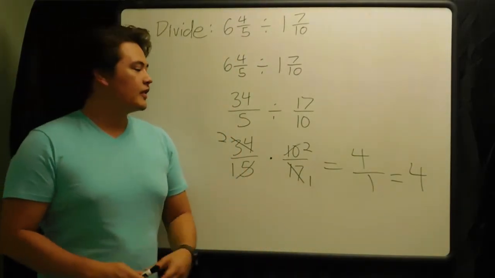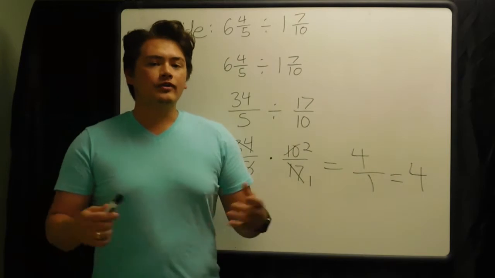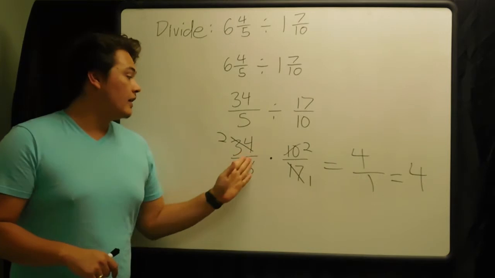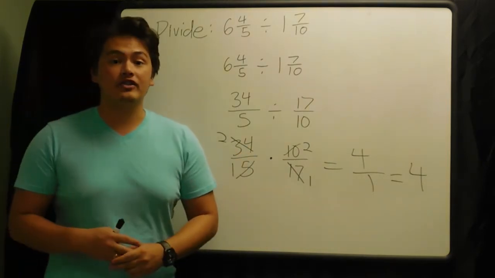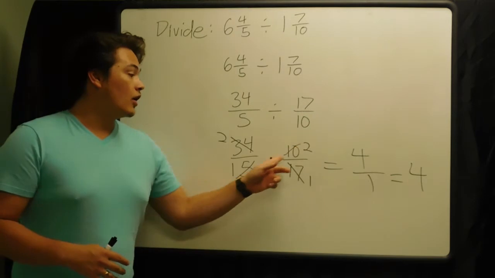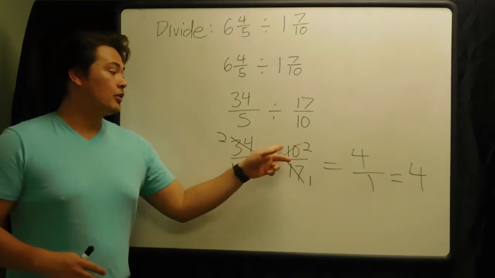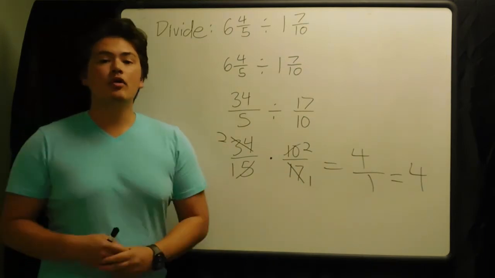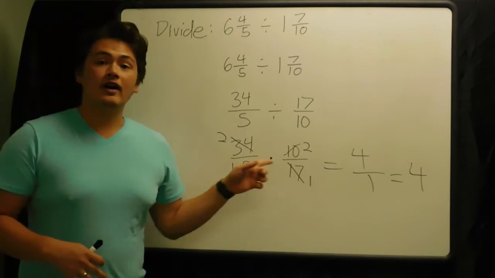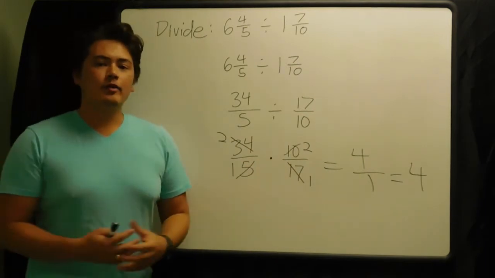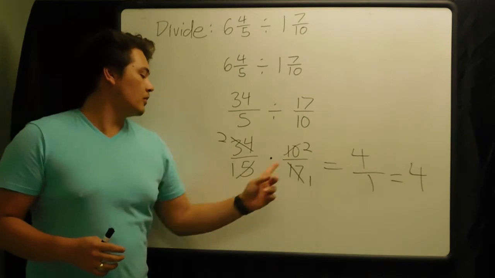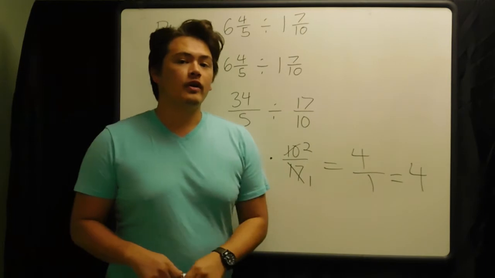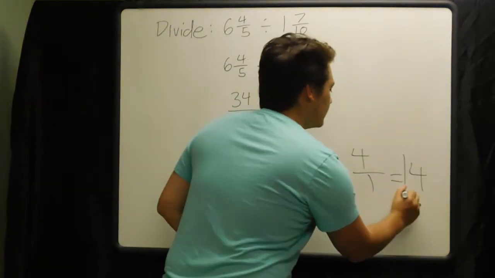Before I conclude and say that 4 is my final answer, let's first understand that the only time I can simplify these further is when I'm multiplying fractions together. And it can only work across. So this 5 can only work with this 10, and this 34 can only work with this 17. So only when I'm multiplying fractions can I simplify them further. So now that we understand that, 2 times 2 is 4, 1 times 1 is 1, 4 over 1 is going to give me 4, and 4 is going to be my final answer.